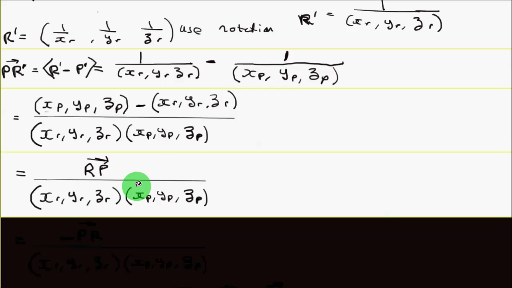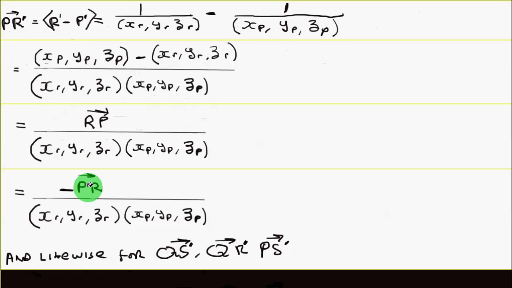Now the numerator of this is in fact the unprimed vector R to P. This vector R to P is the negative of the vector P to R. So I can apply this result to the primed Q to S, the primed Q to R, and the primed P to S.